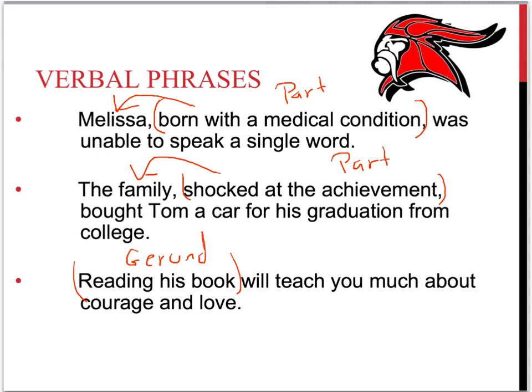Again, born with a medical condition for the first sentence, it's modifying Melissa, and Melissa is a noun, therefore it's functioning as an adjective, therefore it's a participial phrase. The same goes for the next sentence, it's modifying family, family is a noun, adjectives modify nouns. This is a verbal phrase, a participial phrase. And then finally, reading his books, functioning as the subject of the sentence. And again, ing, so we kind of already know it's a gerund. And it's a gerund.